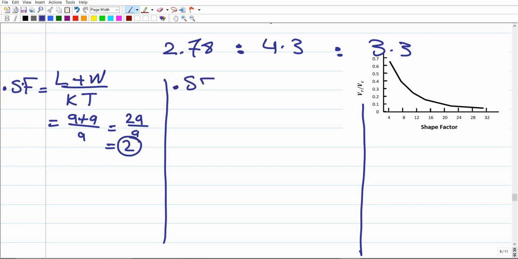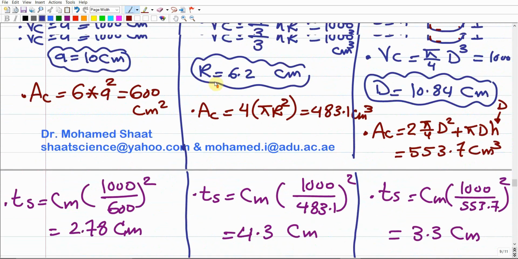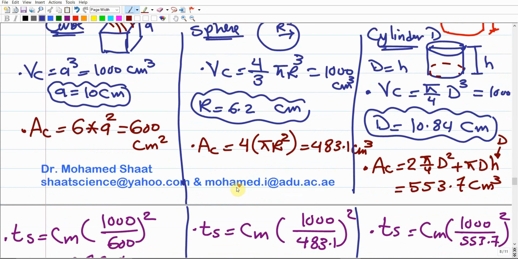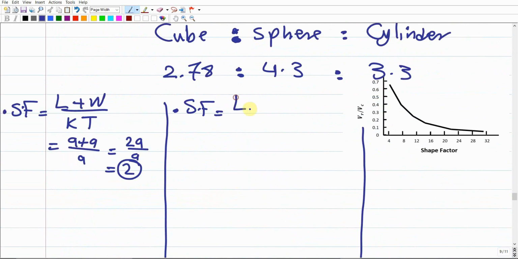Next, we're going to calculate the shape factor for the sphere. For the sphere, the length, the depth, the width and the thickness are all equal to R. So we're going to end up with (L + W) over T, and K definitely will be 1. It will be (R + R) over R, so 2R over R is going to be 2 as well for the shape factor.